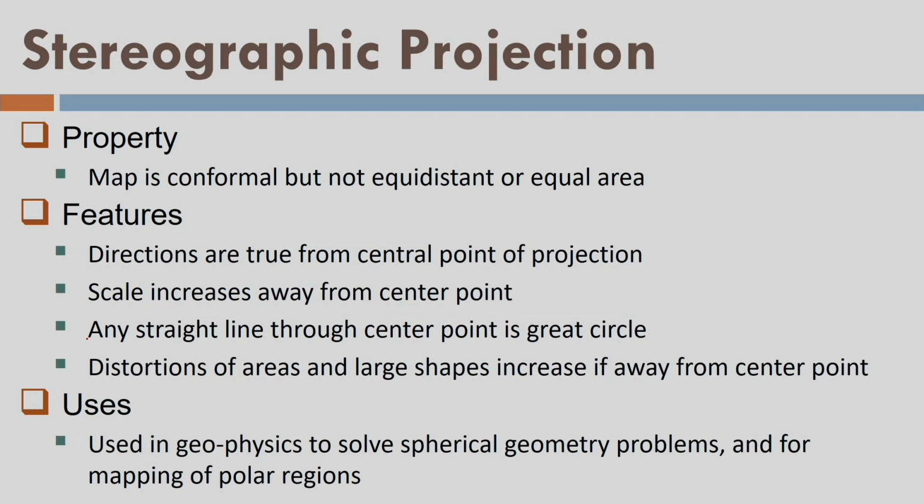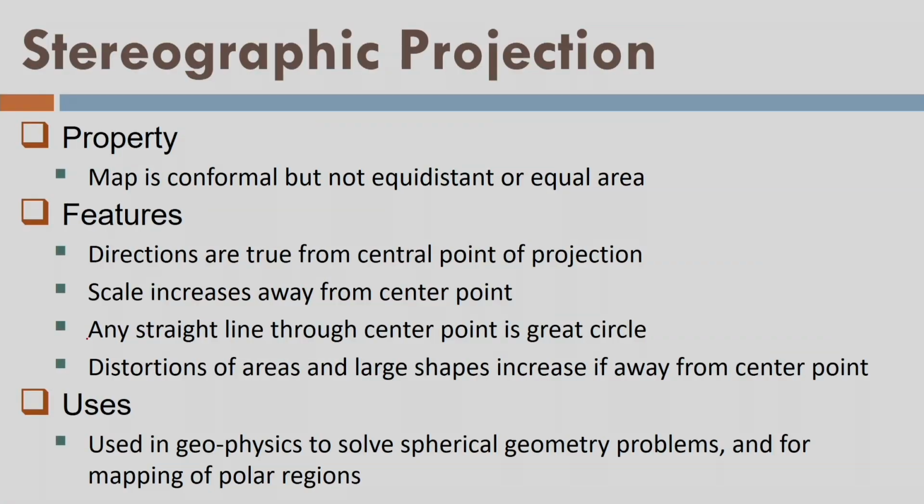Distortions of area and large shapes increase away from the center point, because as I said, the distortions of the lines are increasing as we go away from the north pole. So automatically areas will also be distorted, because area is a combination of two lines in different directions. Okay, what's the use of this map? Such a map is used for geophysics to solve spherical geometry problems and for mapping of polar regions.